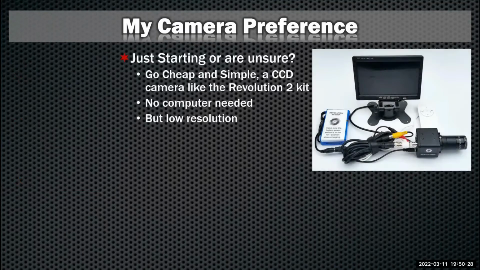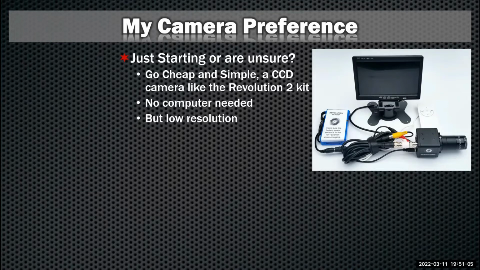Now, for me, I would recommend if you're just starting out or you're unsure, go with a cheap, simple CCD camera solution. This one here is called the Revolution 2. You don't need a computer, and it's kind of a turnkey package. You can get one with a DVR that will capture your images if you want them. It even comes with its own little monitor and a handheld remote that you can control the camera wirelessly instead of having to push buttons on the back of the camera.